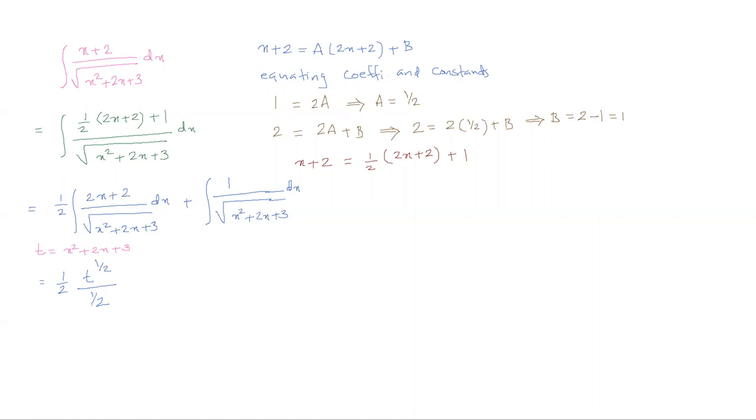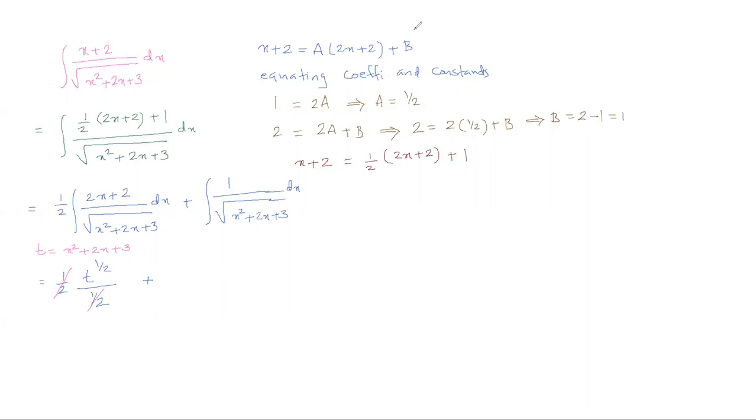So the process is the same. I don't want to repeat it again. In the last question also we did it the same way. So the answer will always be t to the power 1 by 2 by 1 by 2, after the 1 by 2 comes outside. This 1 by 2 and this 1 by 2 cancel. Plus a constant of integration, which we will write at the end. Plus.